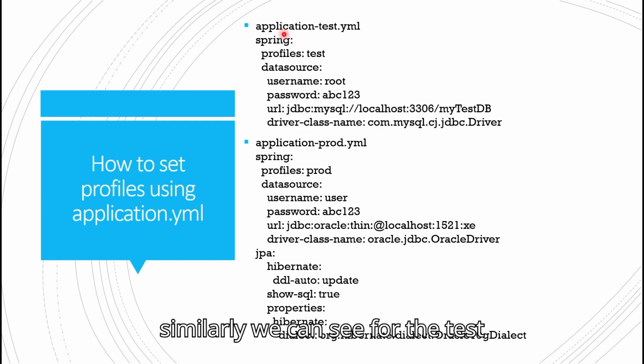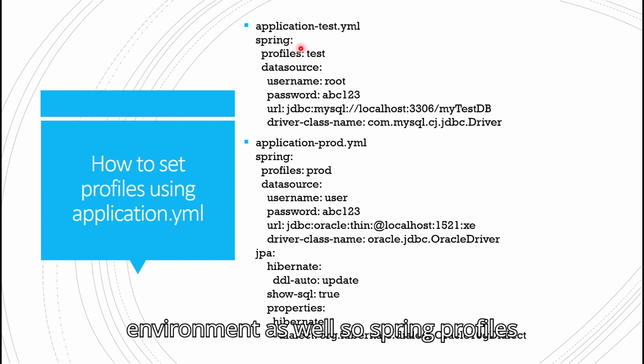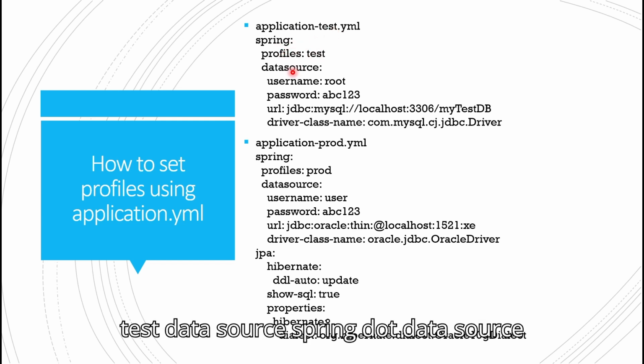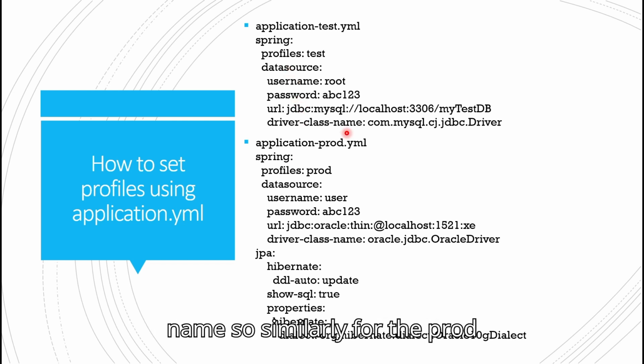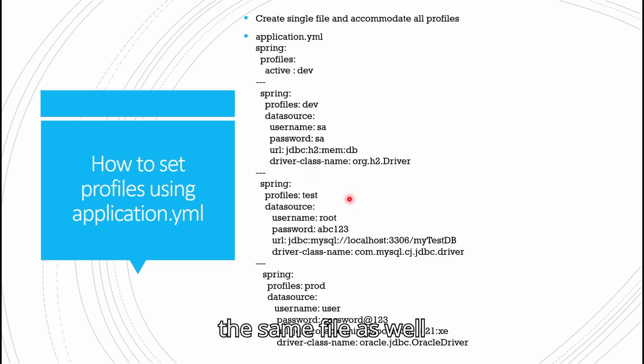Similarly, we can see for the test environment as well. So spring profiles test datasource: spring.datasource.username, password, URL, driver class name. And similarly for the prod. So like this, we can configure the same using application.yml. So here, instead of different files, we can configure in the same file as well.